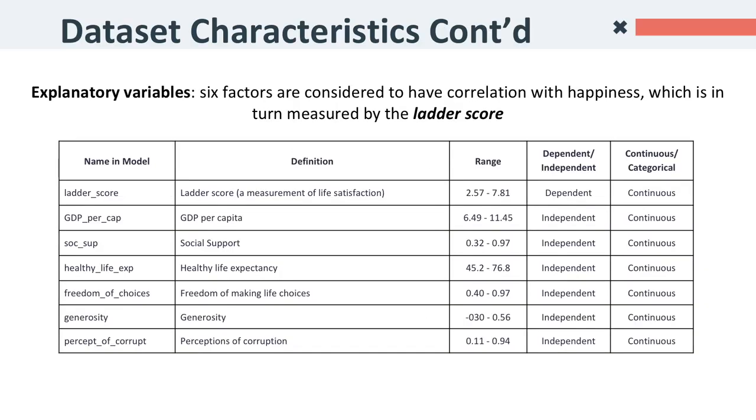Our data set then is made up of 6 explanatory variables, which are considered to have correlation with happiness, which is in turn measured by the Ladder score. So the variables are GDP per capita, social support, healthy life expectancy, freedom of making life choices, generosity, and perception of corruption. We'll next detail the preliminary analysis.